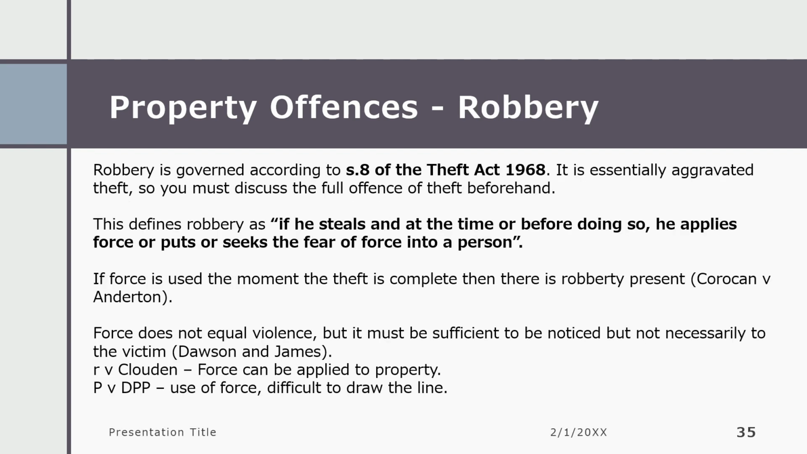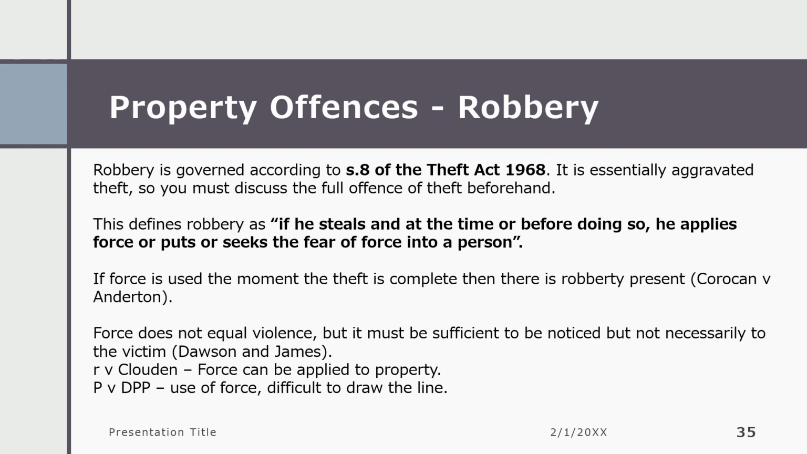Next property offence is robbery. Robbery is governed according to Section 8 of the Theft Act 1968. It is essentially aggravated theft. So you must discuss the full offence of theft beforehand. This defines robbery as if he steals and at the time or before doing so he applies force or puts or seeks to put fear of force into another person. If force is used the moment the theft is complete, then there is a robbery present. So that's Corcoran v Anderton.